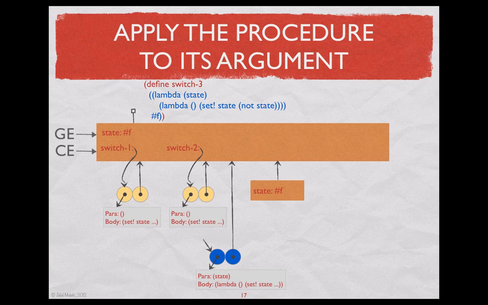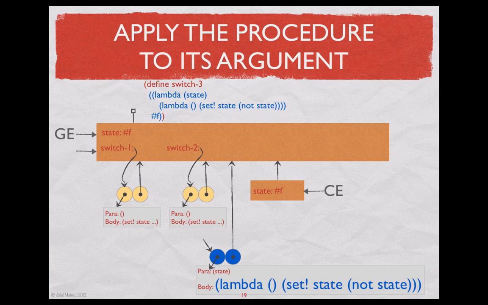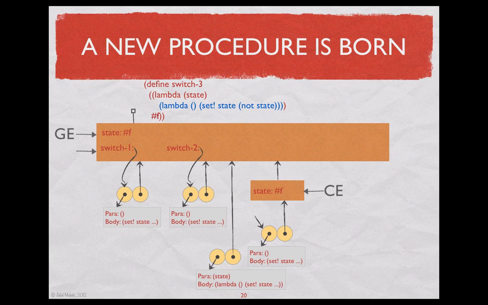In this frame, we bind the parameter of the procedure to the argument, which is false. Then we make sure that is the current environment, and in this current environment, we evaluate the body of the procedure we are evaluating. And the body says, I am a lambda expression. And we know what lambda expressions do. They create procedures. So a procedure is created.